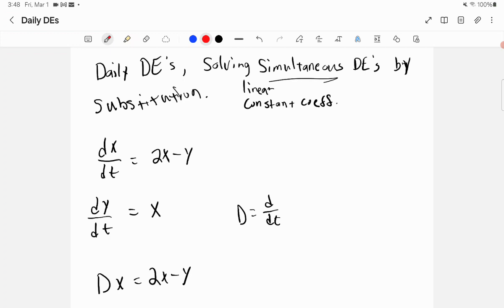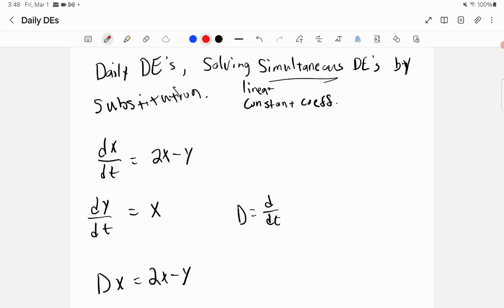This time we're going to discuss solving simultaneous differential equations. There's a couple of methods that we could use, and we'll get into other ones in a different video. But this one I'm going to do by substitution. Another popular one is elimination. By substitution, I think, is a fairly straightforward way of solving these kinds of differential equations, though.